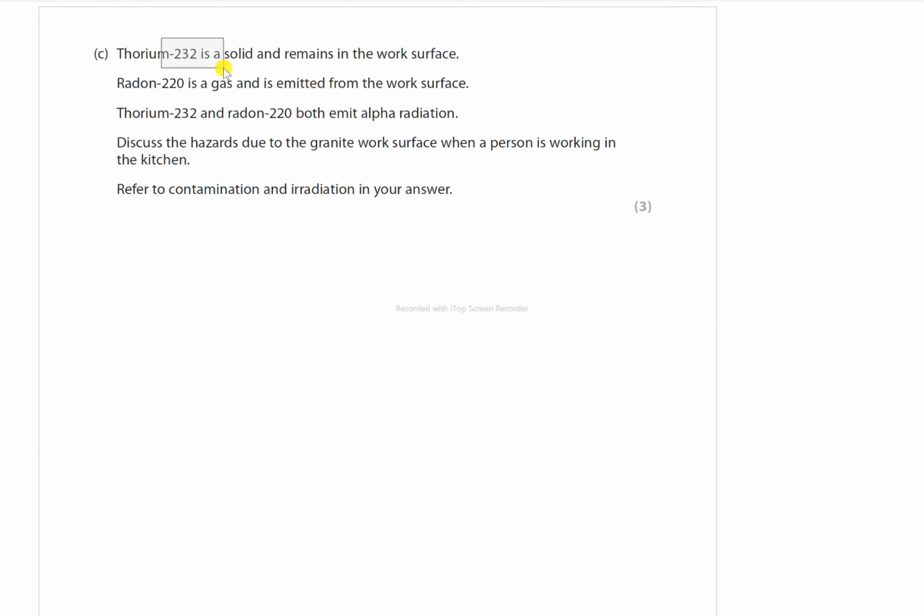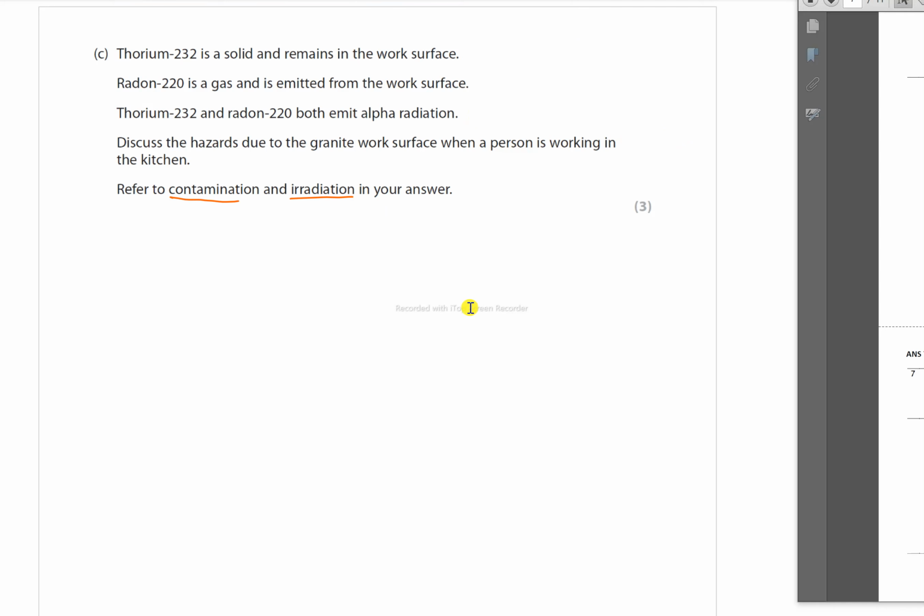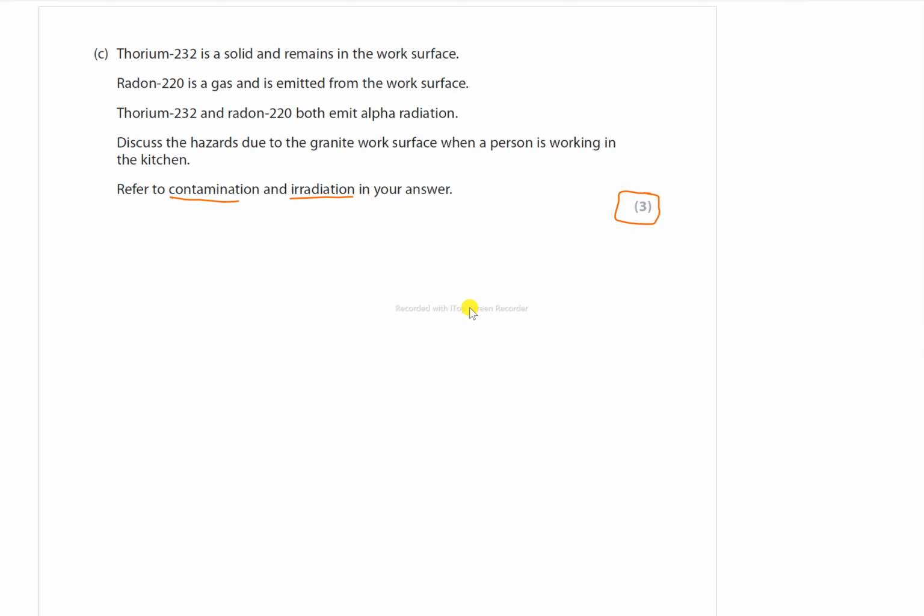Right. Thorium is a solid. Radon-220 is a gas. Thorium and radon both emit alpha radiation. Discuss the hazards due to the granite. Refer to contamination and irradiation. Right, what we want to do is we need to look at these two definitions. This is a bit of a head scratcher, but it's only 3 marks.